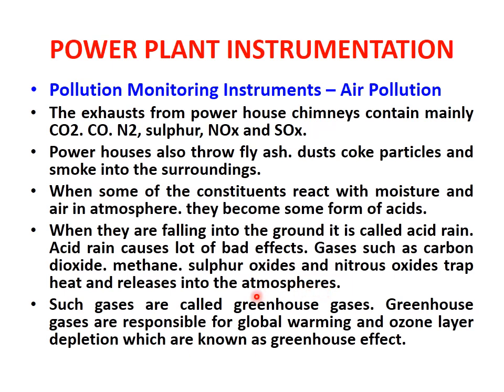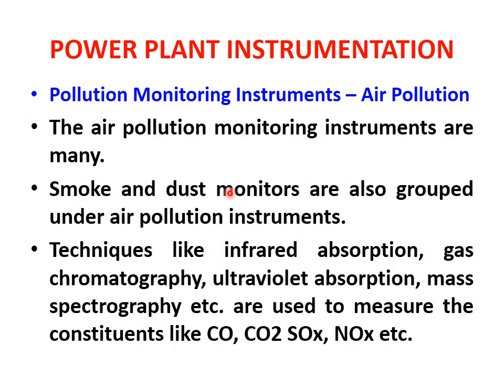Gases such as carbon dioxide, methane, sulfur oxides, and nitrogen or nitrous oxides trap heat and release it into the atmosphere. So such gases are called greenhouse gases. Greenhouse gases are responsible for global warming and ozone layer depletion, which are known as the greenhouse effect. So after acid rain, such gases are also a concern. When these types of gases are released into the atmosphere, this will cause global warming or the greenhouse effect.